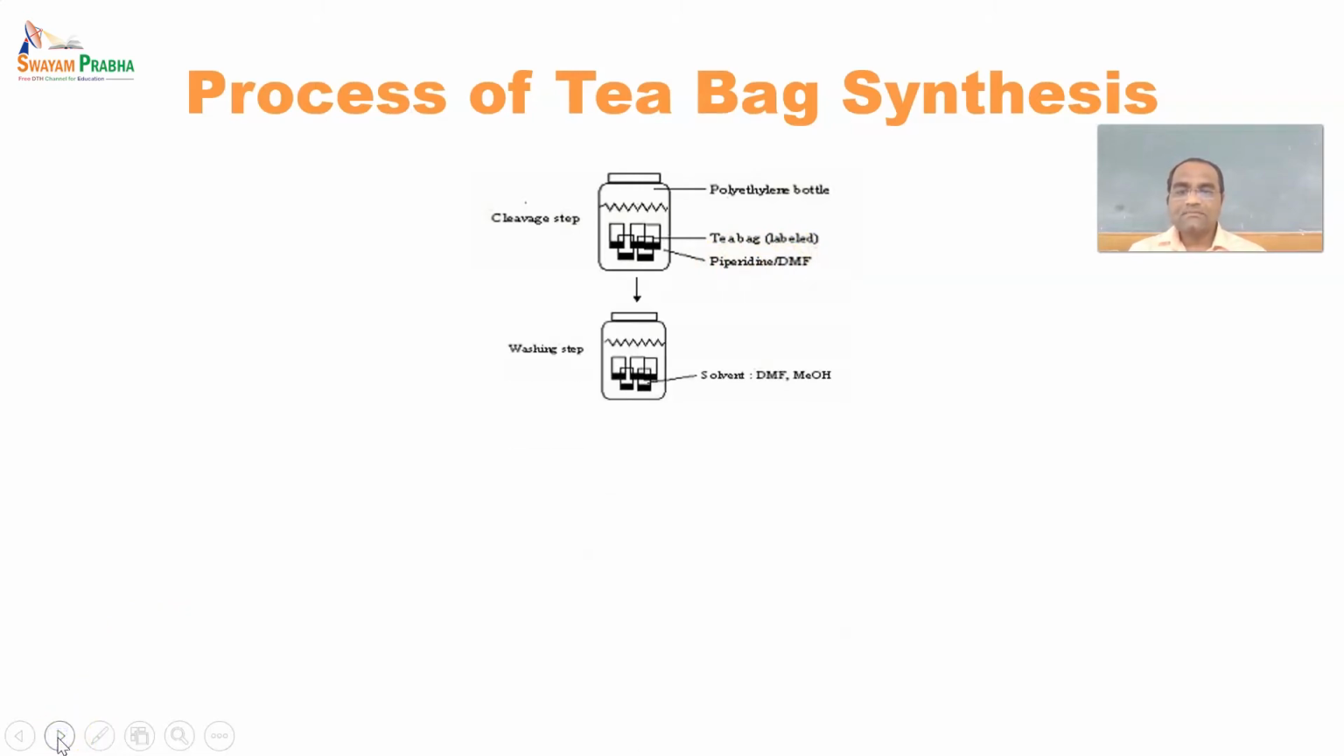After that, the washing step. In the washing step, solvents such as DMF and methanol are utilized. Once it has been cleaved, the protecting group which has been cleaved in the first step gets solubilized into DMF and methanol, so it is washed away.